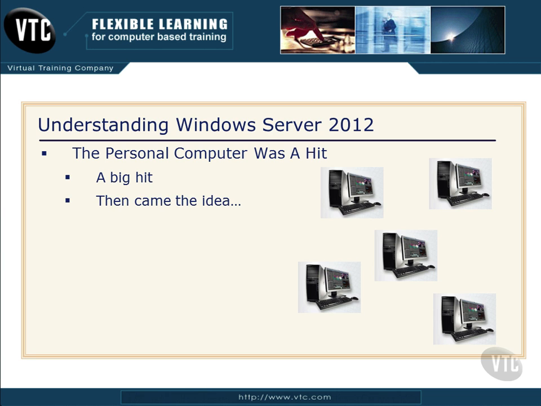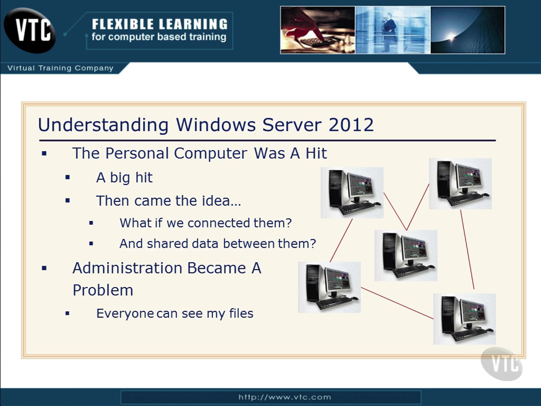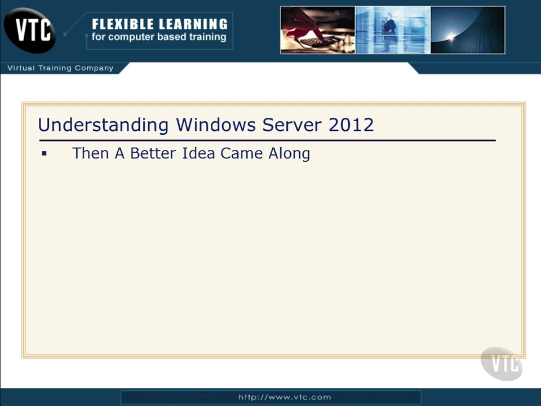We can't share files. And then somebody had the great idea of connecting all these machines. Well, that was pretty cool because now we could share data between them. We could communicate to each other. However, administration reared its ugly head, as it often does, and became a problem. People began to complain, wait a minute, everybody can see my files, and I don't really want that situation occurring. And every computer had to set its own security and its own sharing. And that was tough to get everybody to do the same thing and also to get all the users to understand how it was done.